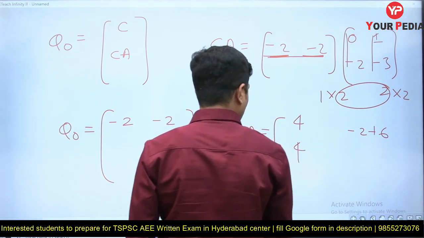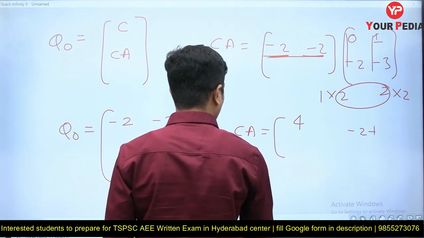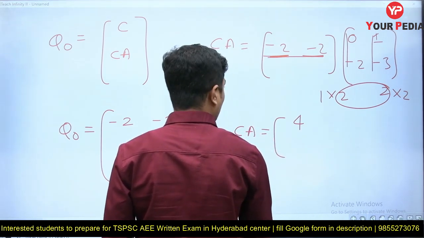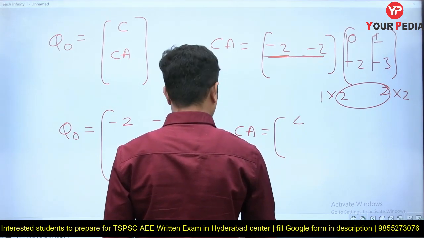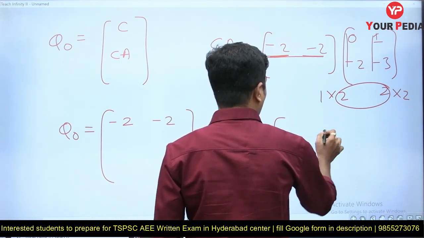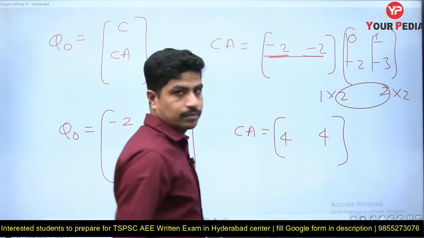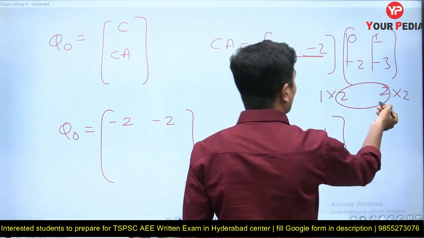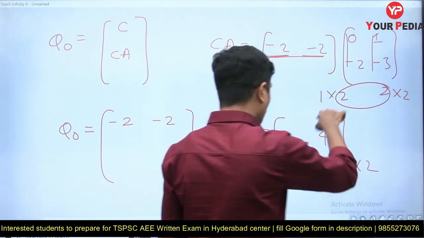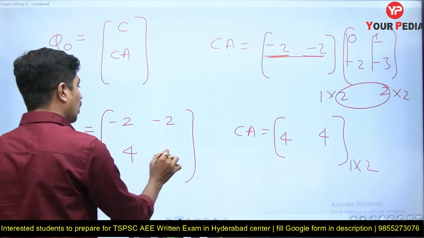We got CA as 4 comma 4. We have to write it like this. Why? Because this is 1 by 2, I have to get a 1 by 2. So one row and two columns. This is 4 and this is 4.